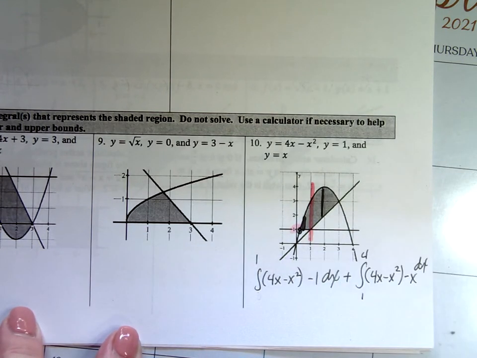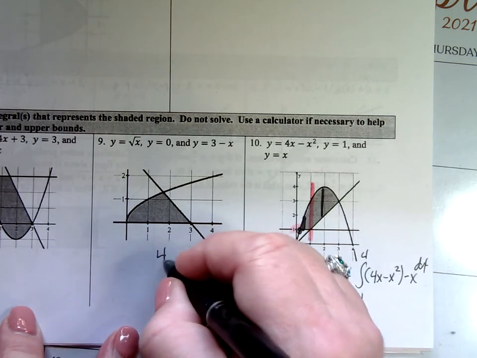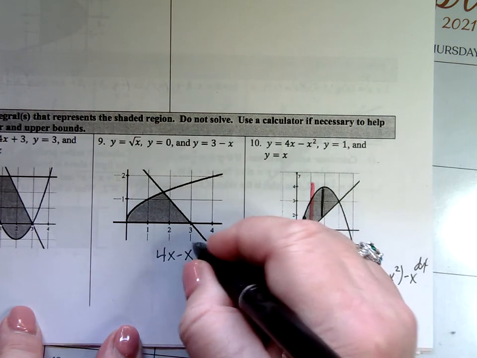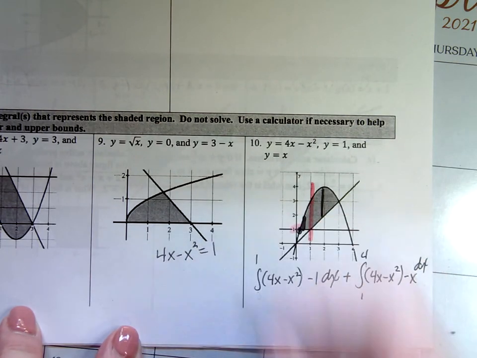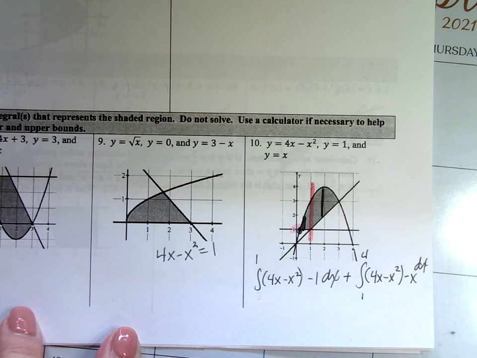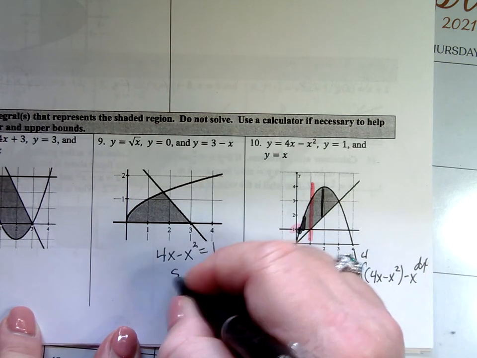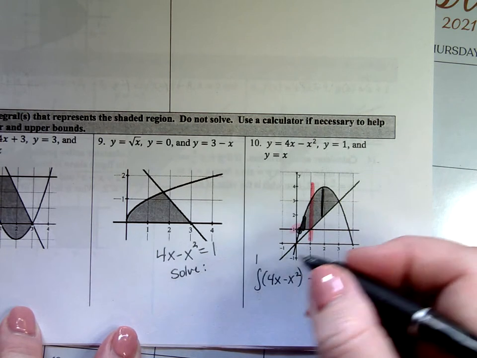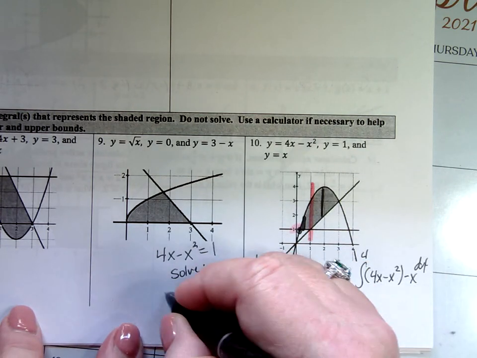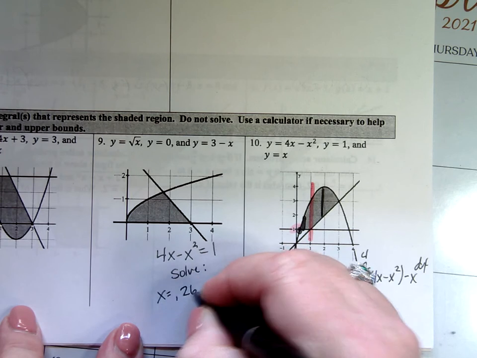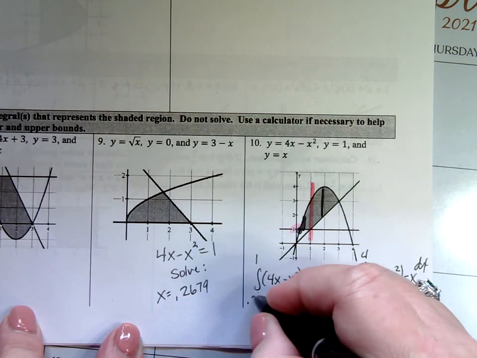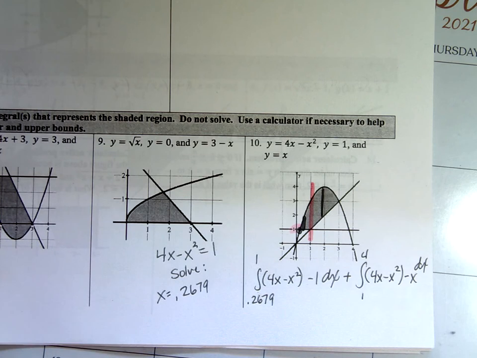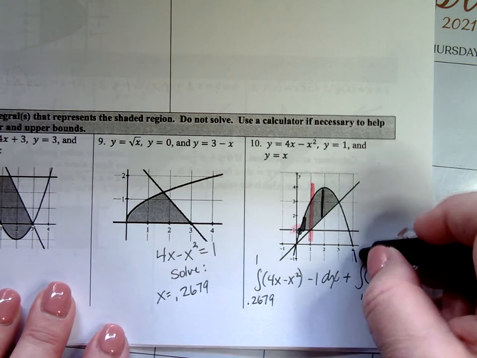Where is that, you say? And so you want to know where 4x minus x squared equals 1. Now that's not going to be a pretty thing for you to factor, so you're going to go to the solve menu in your calculator, or point of intersection if you'd like that, and you get x equals 0.2679. So this bottom bound should be 0.2679. And now you got the right setup going on. One more issue. Where does the shading stop? It doesn't stop at 4, it stops at 3.